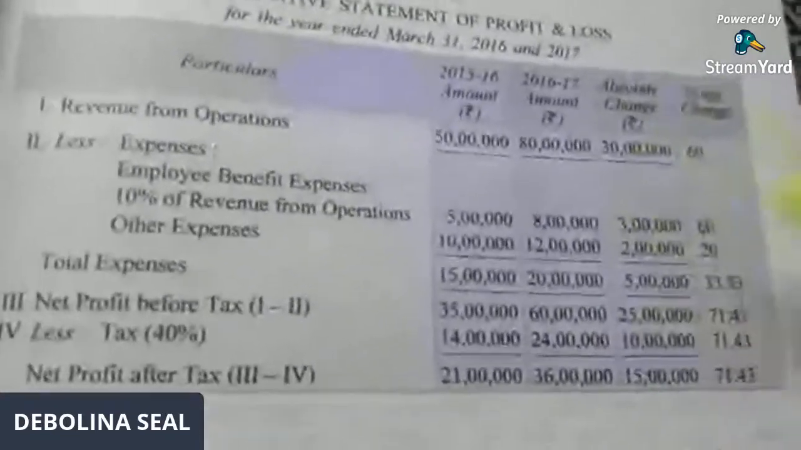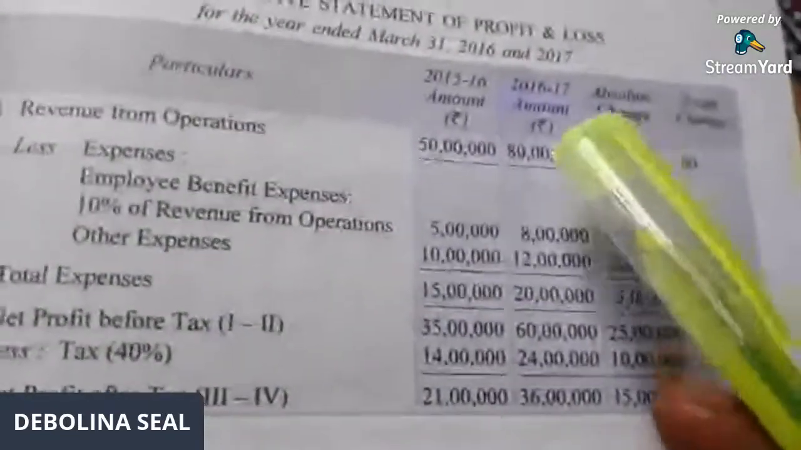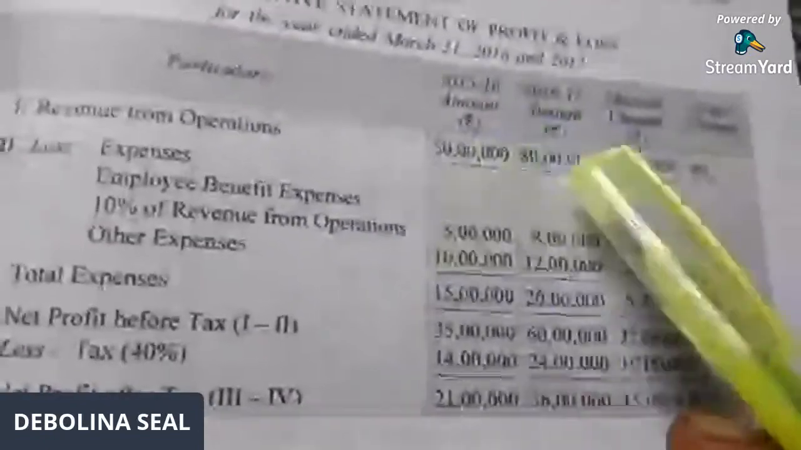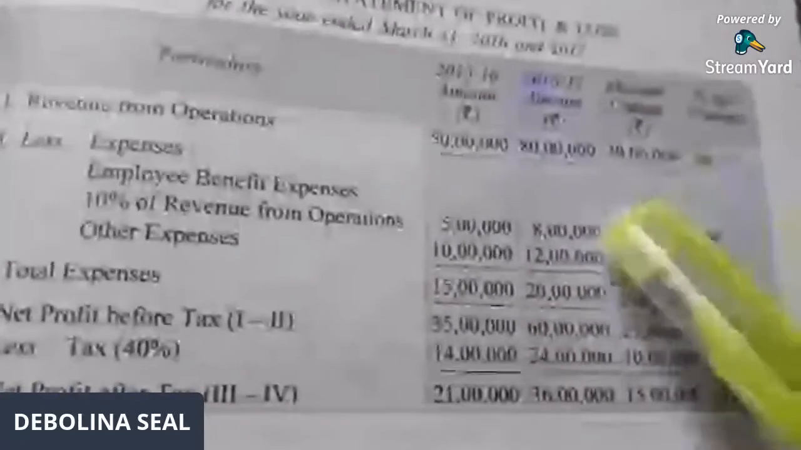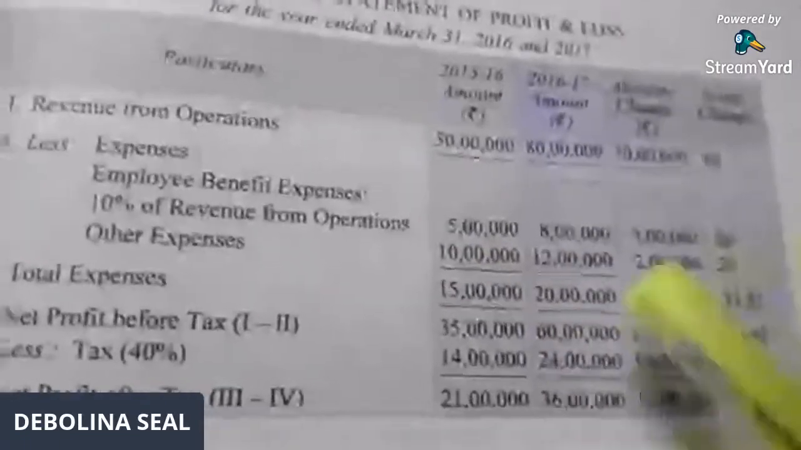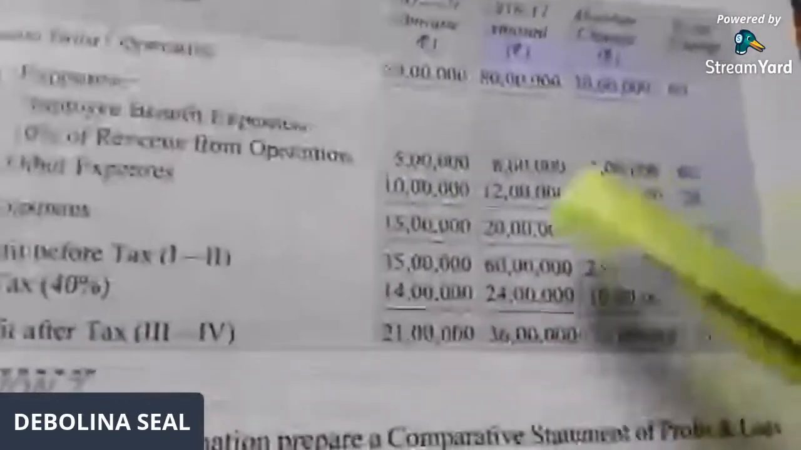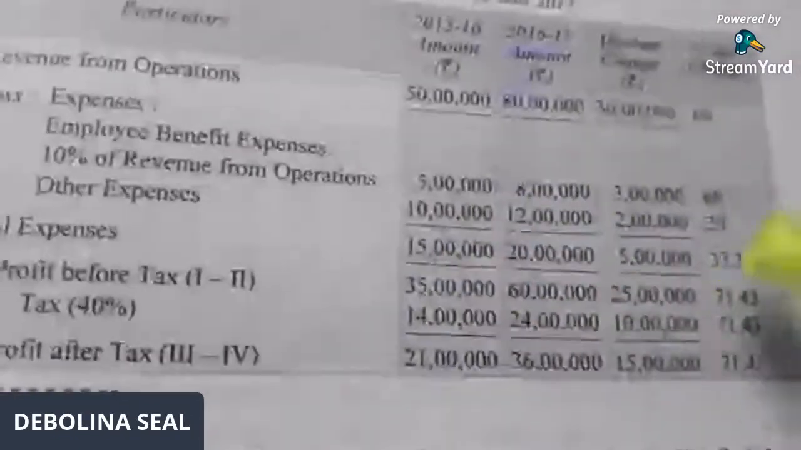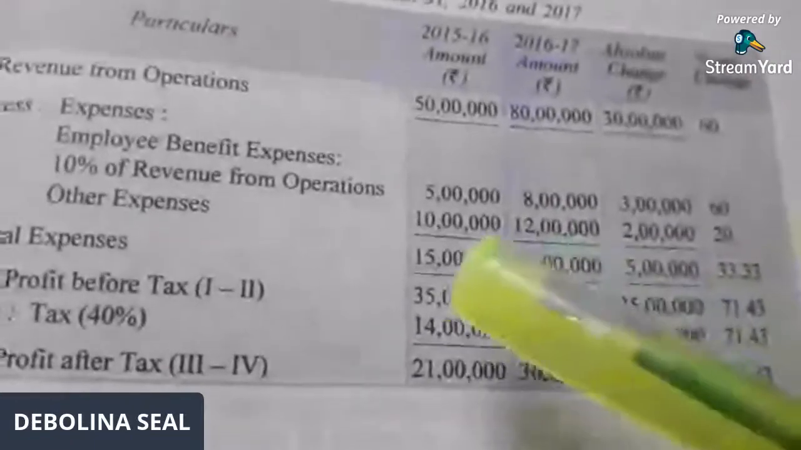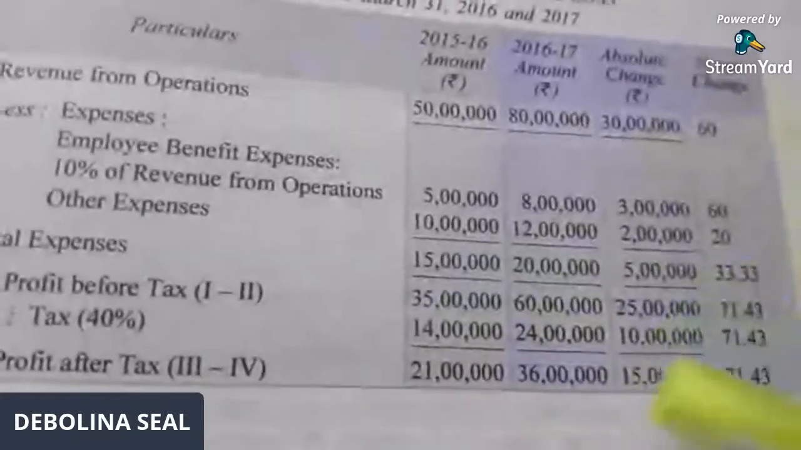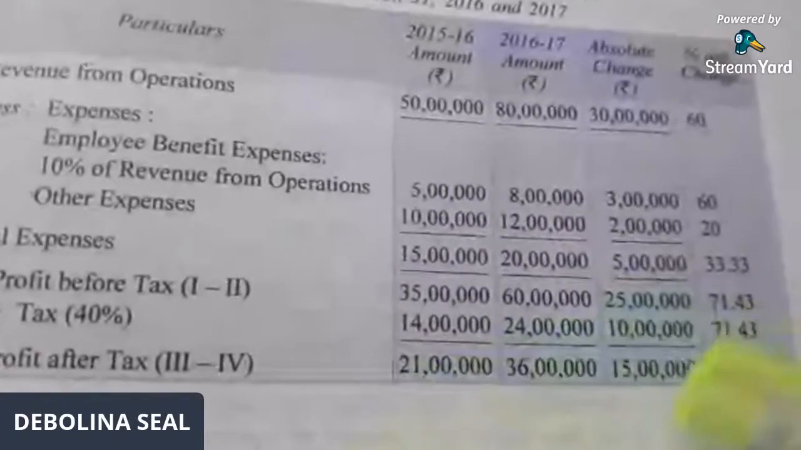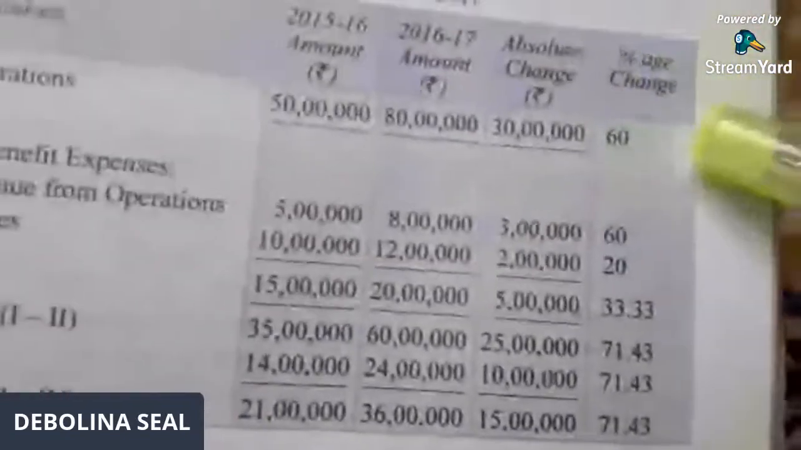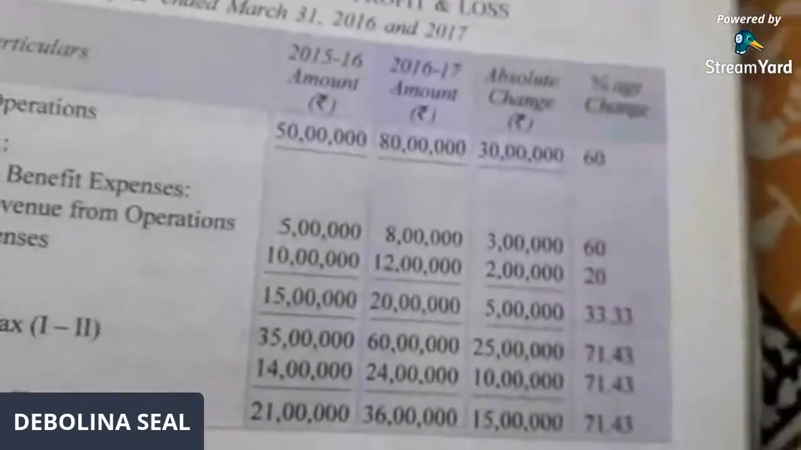Now the third column, you know how you have to do it. B minus A. So 80 lakh minus 50 lakh is 30 lakh. 8 minus 5 is 3 lakh. 12 minus 10 is 2 lakh. Okay. 20 minus 15 is 5 lakh. Again 60 minus 35 is 25 lakh. 24 minus 14 is 10 lakhs, and 36 minus 21 is 15 lakhs. Okay, till here you know the calculation, and this part is very important. This you have to show in your working note.